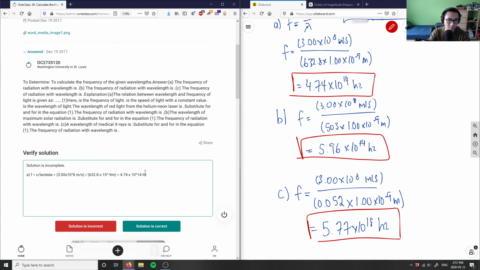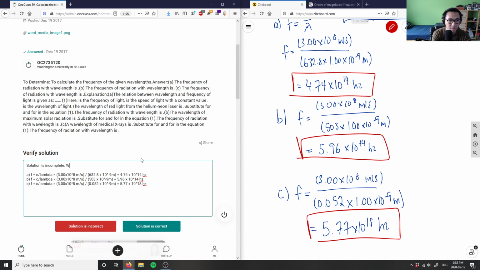And this here is going to be the solution for basically A, B, and C, right? So B here would be the exact same thing, and I would just change the numbers as well. So for A, B, and C here, I'm simply changing these wavelengths, right? This wavelength is different because this here is 503, and this one would be 0.052, and obviously I get different frequencies. So this one I would have gotten 5.96 times 10 to the 14, and this one here is 10 to the 18, and this here is 5.77.